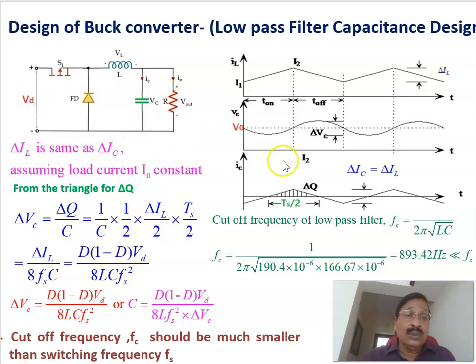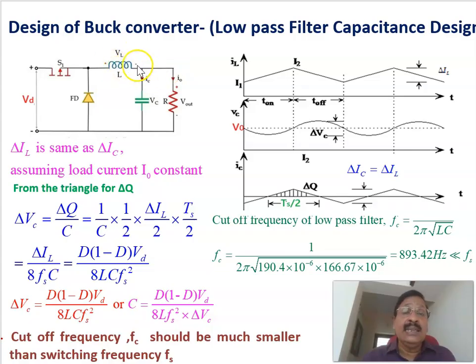Now this is the same circuit here, and as we have seen, the inductor current changes from I1 to I2 during the on period, and again during the off period it changes from I2 to I1. This is the inductor current waveform in continuous conduction mode. The total inductor current is the summation of the capacitor current and the load current. Since we are assuming a constant load current, the change in inductor current will be the same as the change in capacitor current.